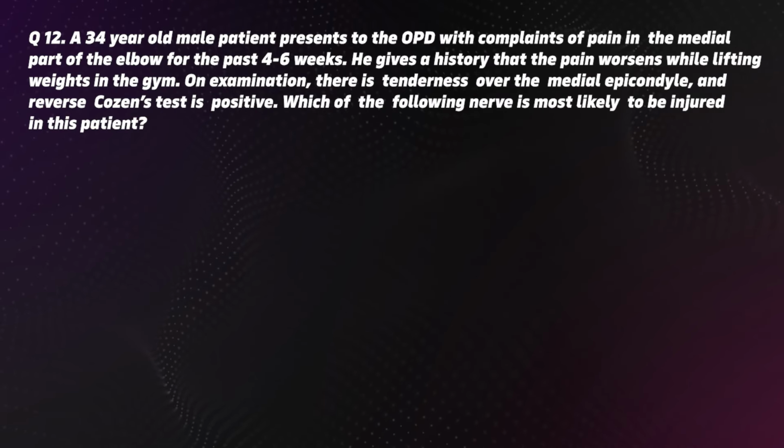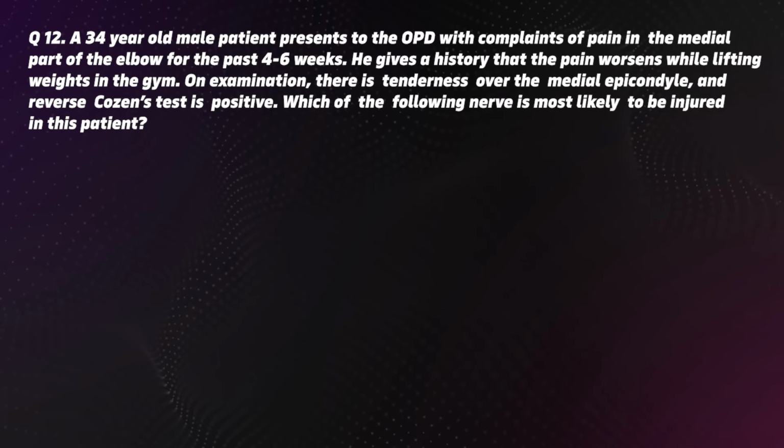Question 12. A 34-year-old male patient presents to the OPD with complaints of pain in the medial part of the elbow for the past 4 to 6 weeks. He gives a history that the pain worsens while lifting weights in the gym. On examination, there is tenderness over the medial epicondyle, and reverse Cozen's test is positive. Which of the following nerves is most likely to be injured in this patient? Here are the options. A. Median nerve. B. Ulnar nerve. C. Radial nerve. D. Axillary nerve. And the correct option is B.